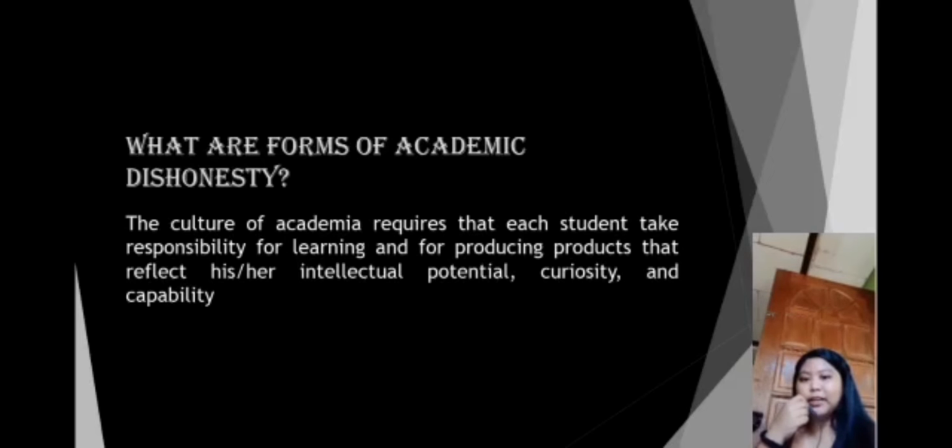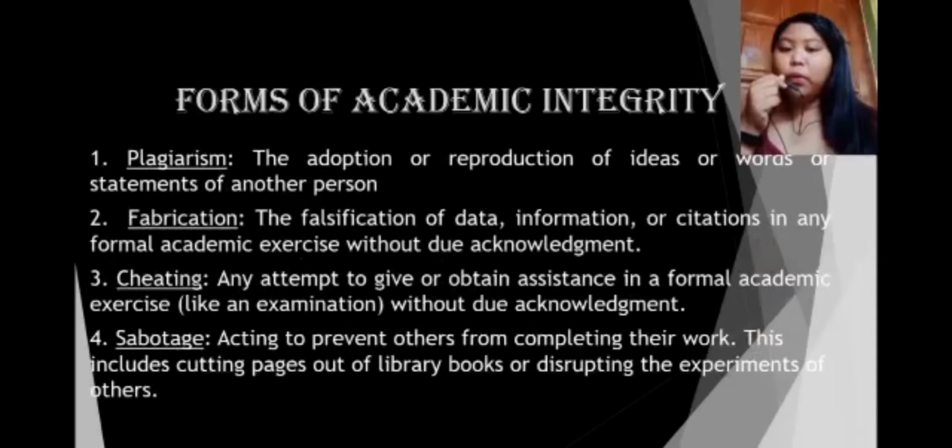Academic dishonesty is any type of cheating that occurs in relation to a formal academic exercise. What are the forms of academic dishonesty? First, plagiarism. The adoption or reproduction of ideas, words, or statements of another person. Second, fabrication. The falsification of data, information, or citation in any formal academic exercise without due acknowledgement.